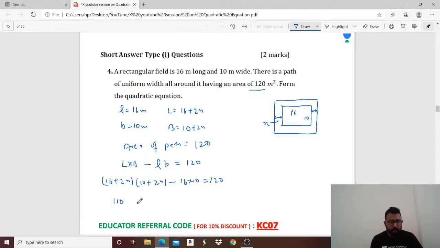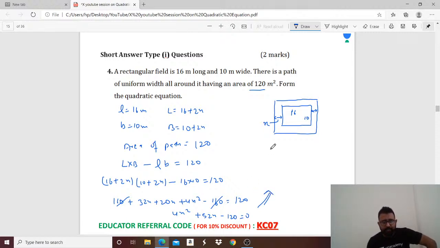So this will be 160 plus 32x plus 20x plus 4x square minus 160 is 120. So this 160 goes. So quadratic equation is 4x square plus 52x minus 120 is equal to 0. The quadratic equation will be divided by 4. So this is x square plus 13x minus 30 is equal to 0. So this is the quadratic equation.